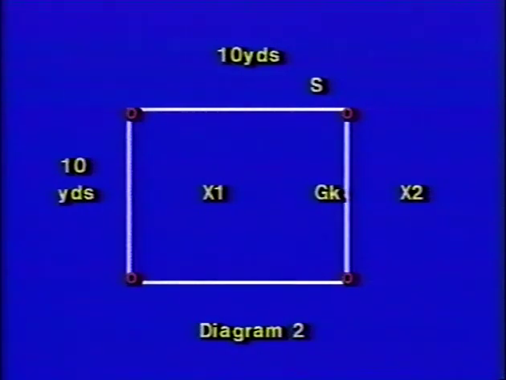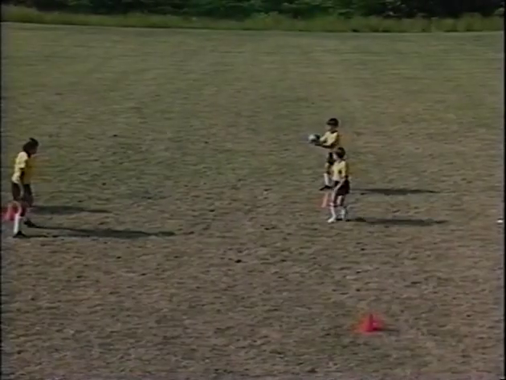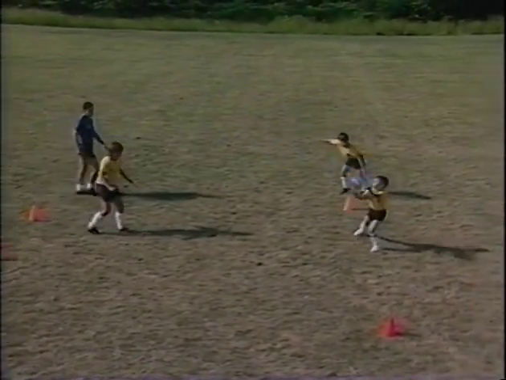Here we've got a practice. S serves the ball to X1, who heads the ball through the goal, and X2 actually is collecting the ball, so we don't waste time fetching the ball. There's an example of it, and the goalkeeper does quite well.